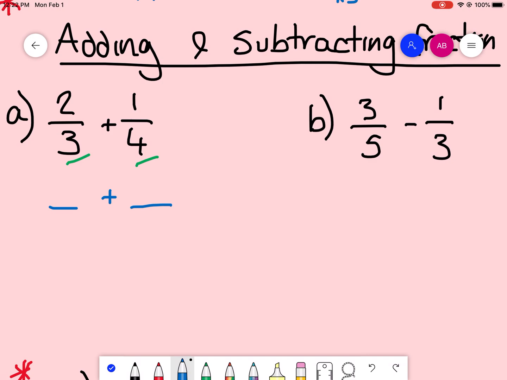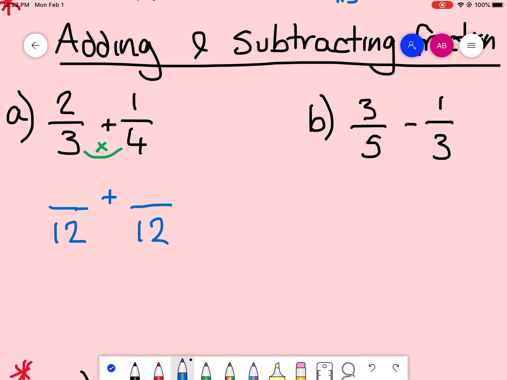Now, there are multiple ways in which you can do this. The easiest way might just be to multiply the two bottom numbers together. That will always give you a common denominator. So ideally you're looking for a number that 3 and 4 can both divide into. But if you times those two denominators together, you will always find a number that they both divide into. So in this case, I would have both denominators as 12.